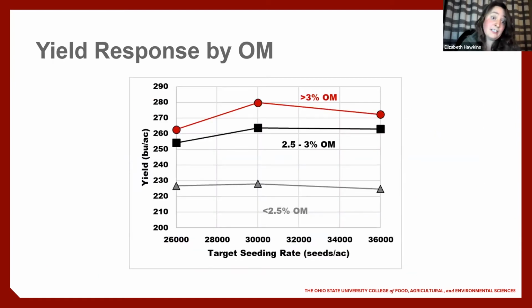So we also compared the yield responses for each seeding rate by organic matter content. And we saw that the yield response was different by organic matter zone. However, once we were over 2.5%, the responses were very similar. And although the yields continued to increase at the higher organic matter contents, it may make sense to group those zones for future years, since we see that the yield curve plateaued after 30,000 seeds per acre for both of them.